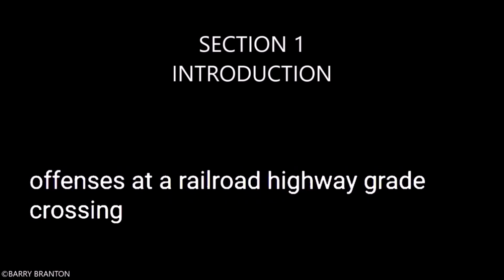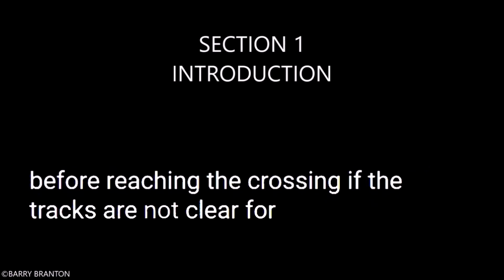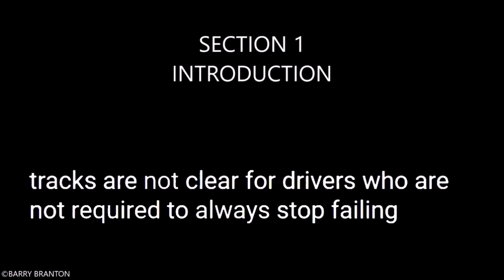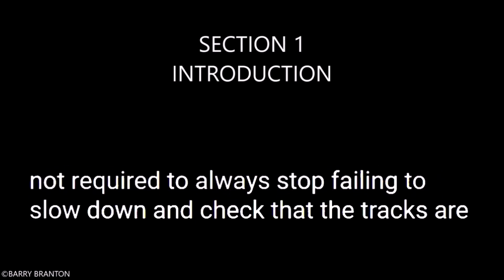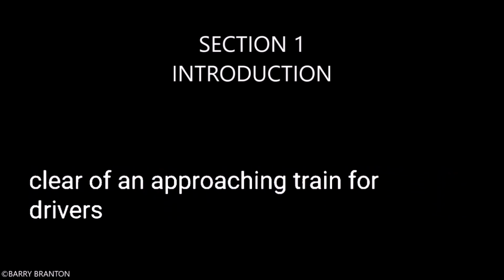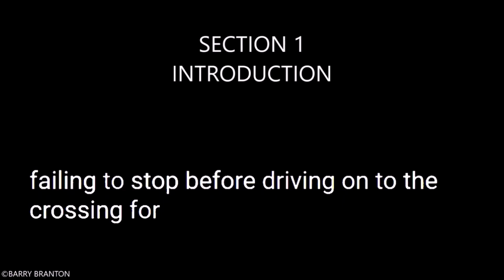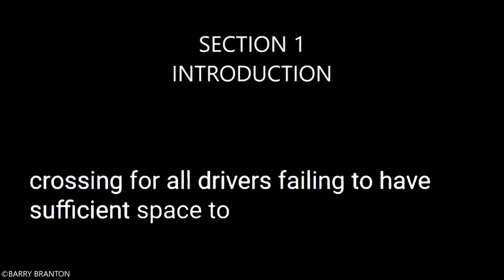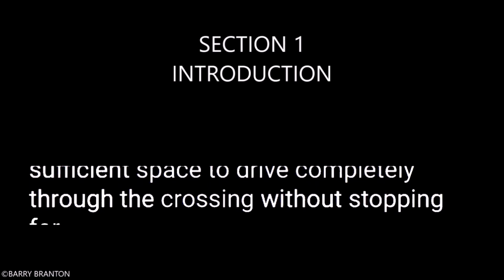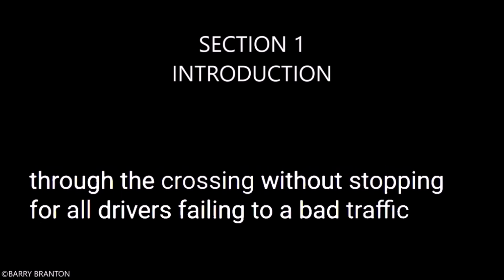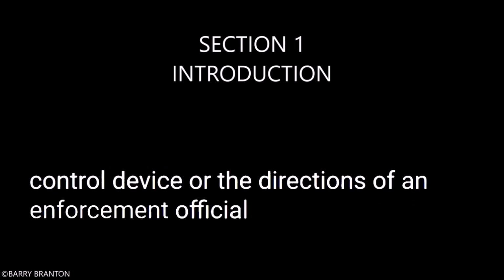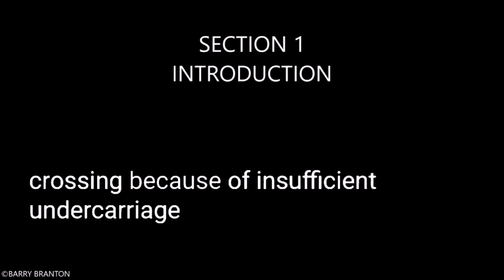offenses at a railroad highway grade crossing: for drivers who are not required to always stop, failing to stop before reaching the crossing if the tracks are not clear; for drivers who are not required to always stop, failing to slow down and check that the tracks are clear of an approaching train; for drivers who are always required to stop, failing to stop before driving onto the crossing; for all drivers failing to have sufficient space to drive completely through the crossing without stopping; for all drivers failing to obey a traffic control device or the directions of an enforcement official at the crossing; for all drivers failing to negotiate a crossing because of insufficient undercarriage clearance.